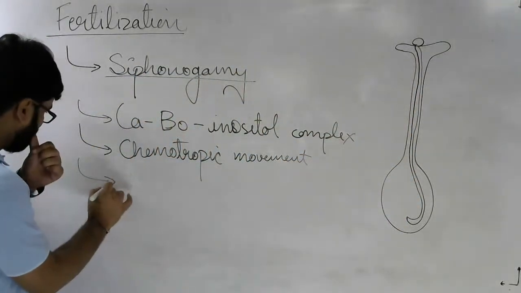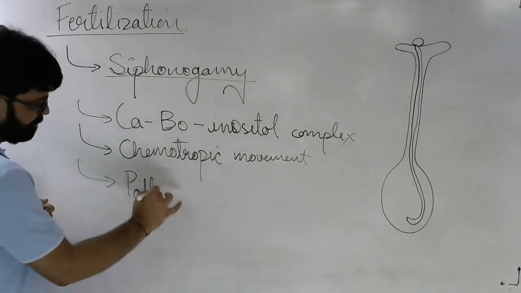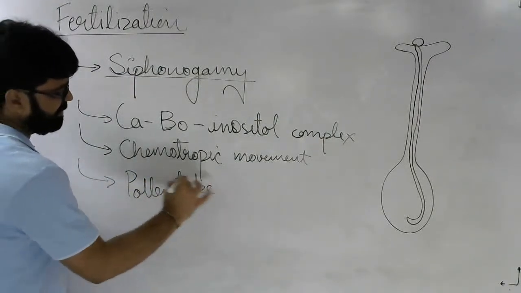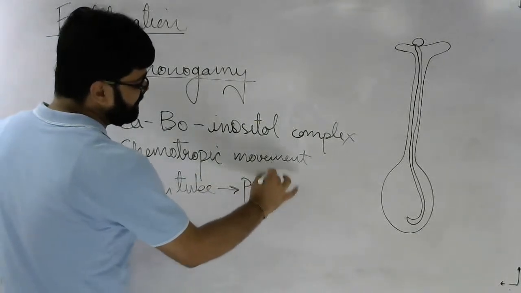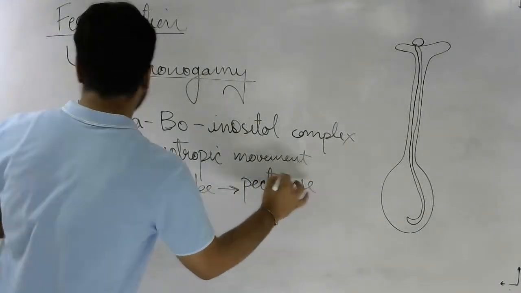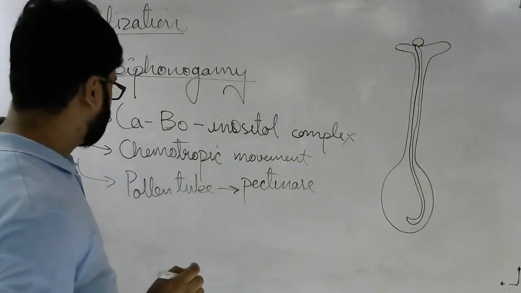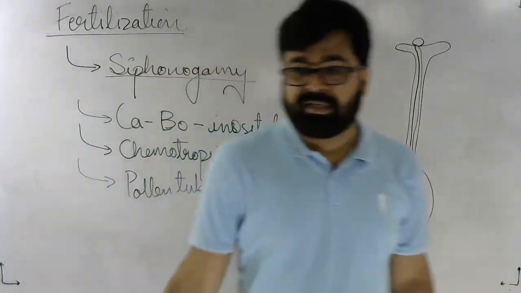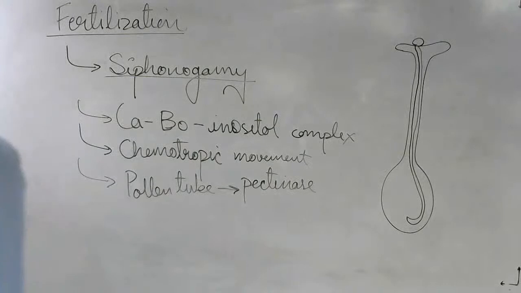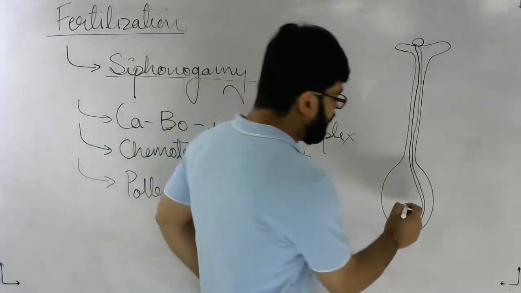Let me write it here. Pollen tube releases pectinase enzyme. Okay, all right. Yes, it will act on calcium pectate, the middle lamella, and loosen up the cell, making its own way. Now, finally, it reaches to the embryo sac.